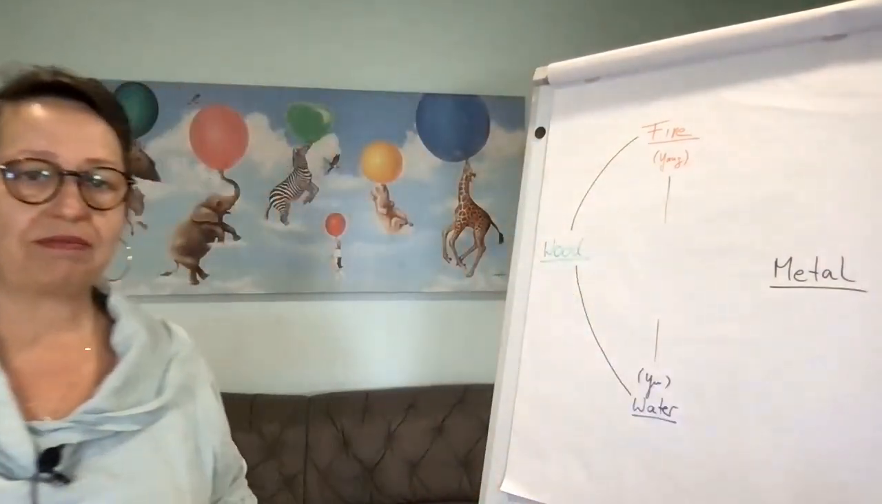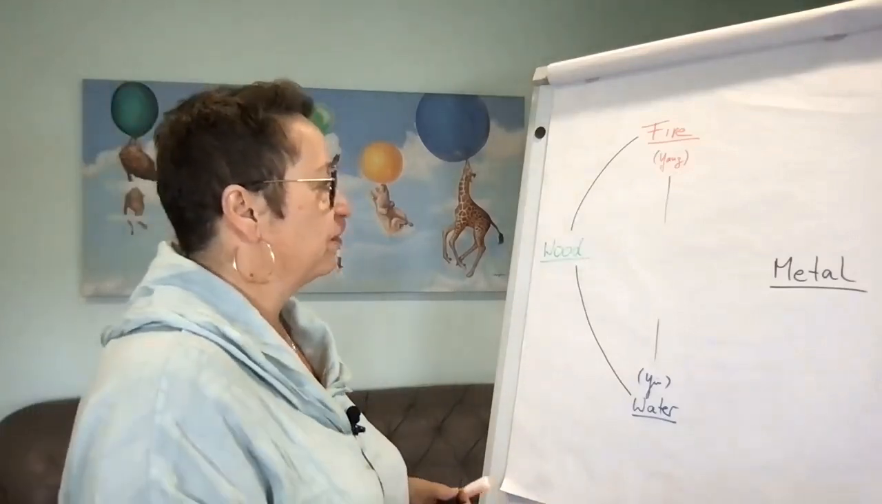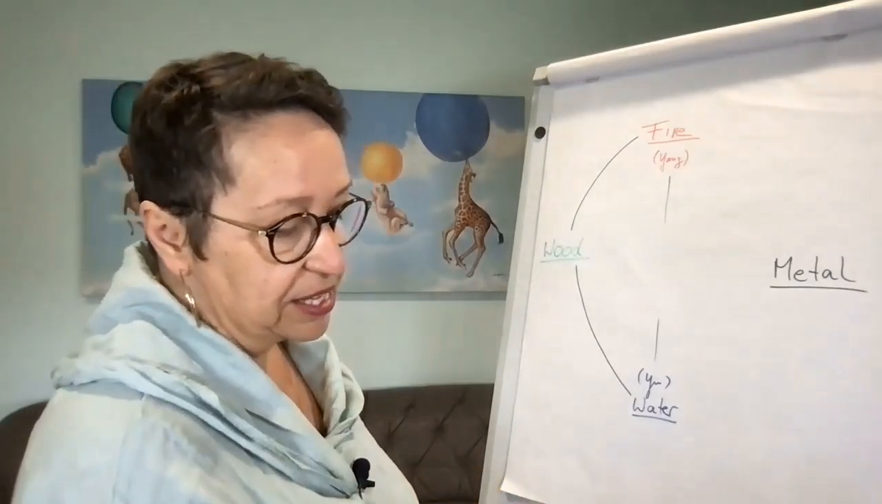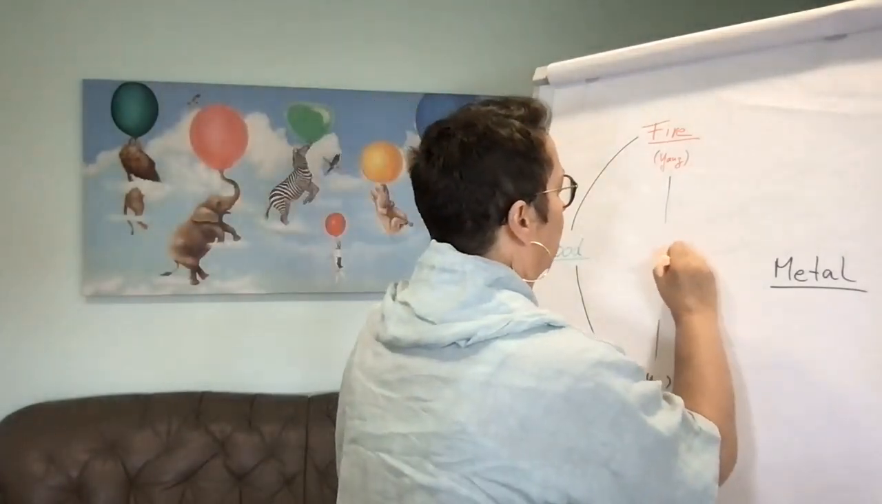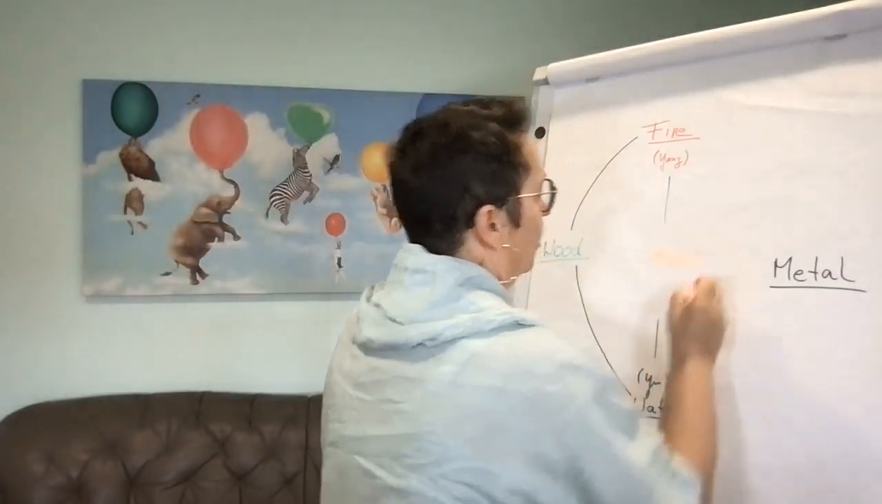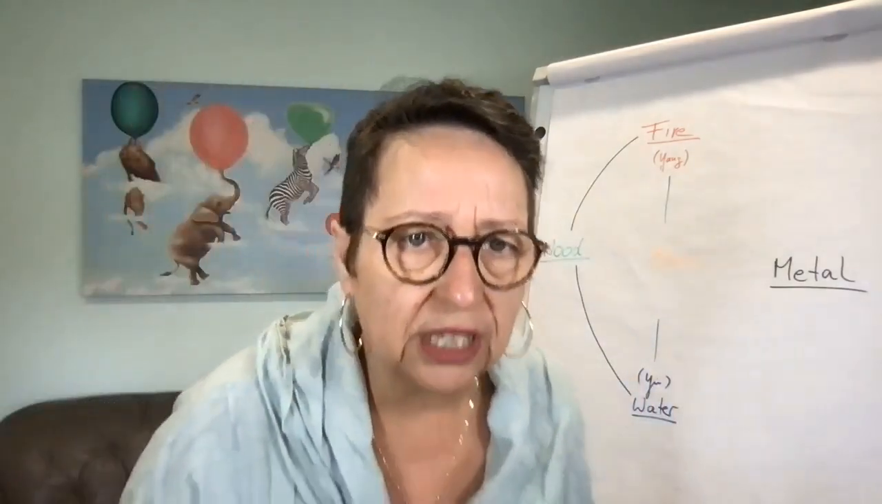So we've got four elements now, but I told you it's going to be five. So what is the fifth element? The fifth element is actually earth. Everything that makes everything go round, that's what the earth does.